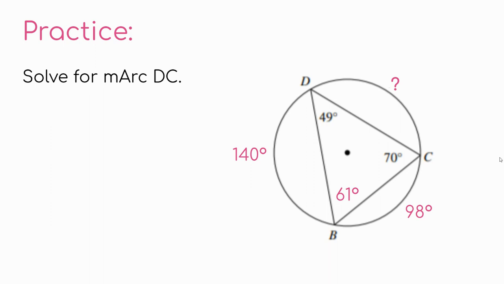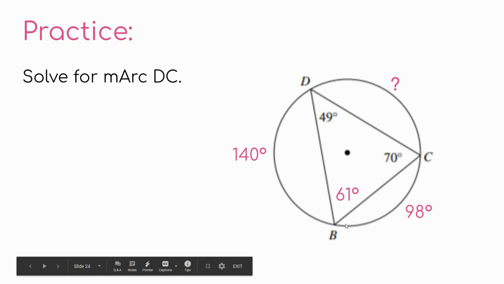So we have one last arc, arc DC. Go ahead and try to solve for the measure of arc DC. So there are two ways you could have done this. You could have seen that this arc is created by angle B. B is an inscribed angle, multiply it by 2.